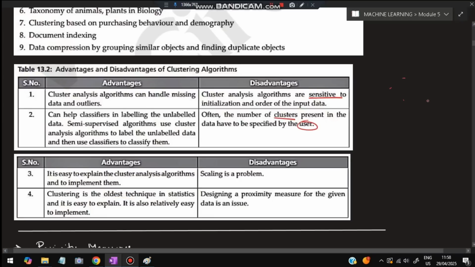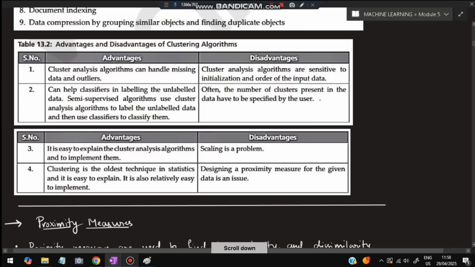Suppose three types of data are there, like cat, dog and giraffe, but we don't know what data is present, and we give the number of clusters as just two. So some giraffes will become cat, some giraffes will become dog, right? So that will be a wrong analysis. So we have to specify that. That's one disadvantage. How many classes could be present, we have to specify.